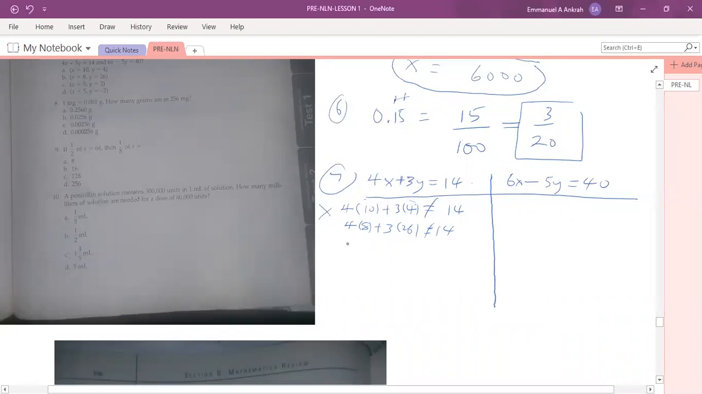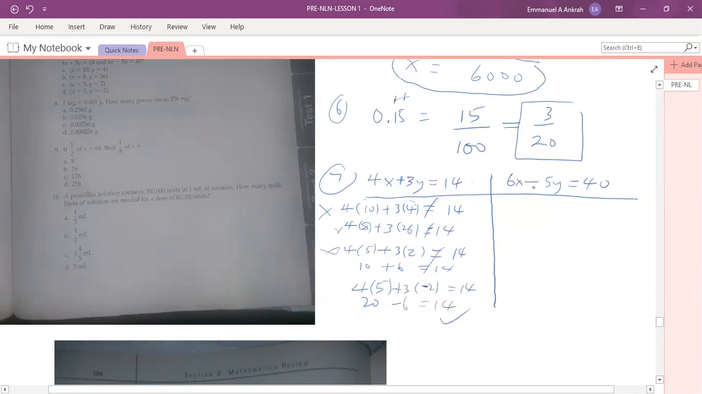So let's say C. What happens with C? 5 and 2. 4 times 5 plus 3 times 2, is that equal to 14? This is 20. This is 6. So this doesn't work out. It's not equal to 14. So it means that the answer is D, as she said. Let's test that quickly. 4 times 5 plus 3 times -2 should be equal to 14. 20 minus 6 is equal to 14. This is correct, so it's good.